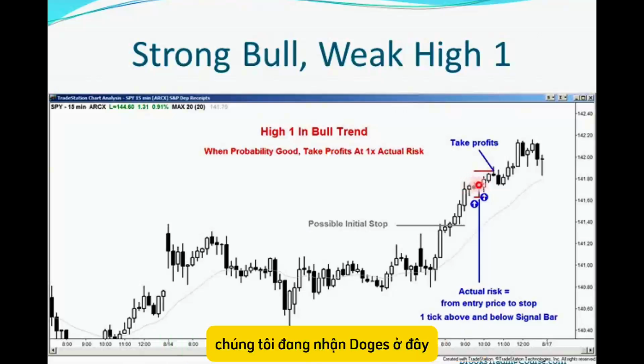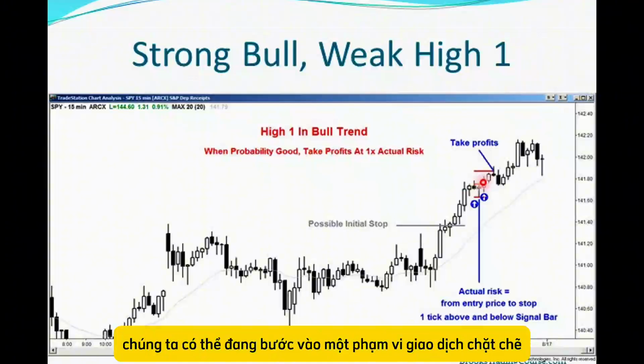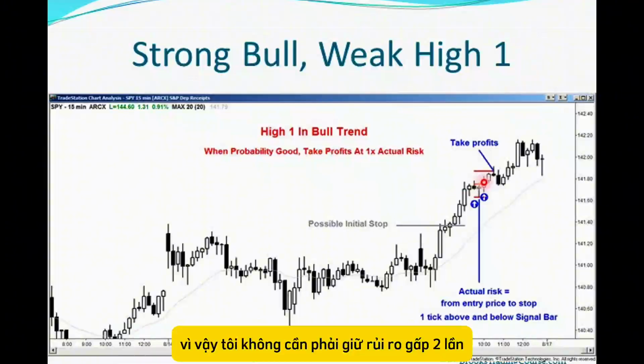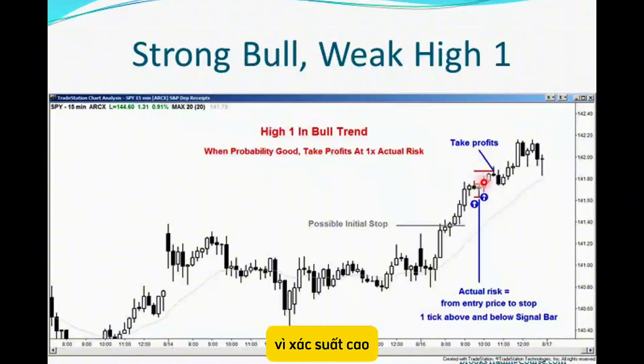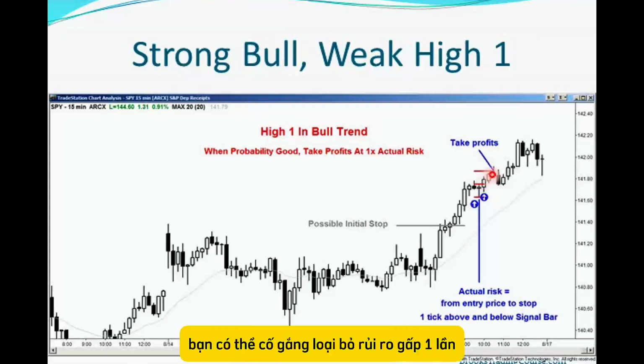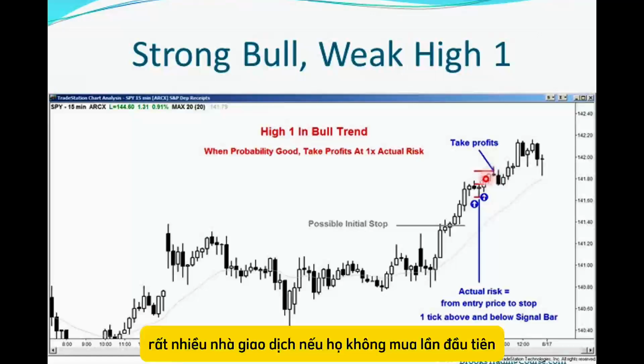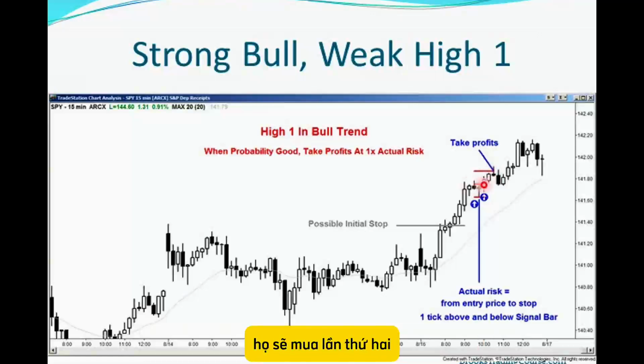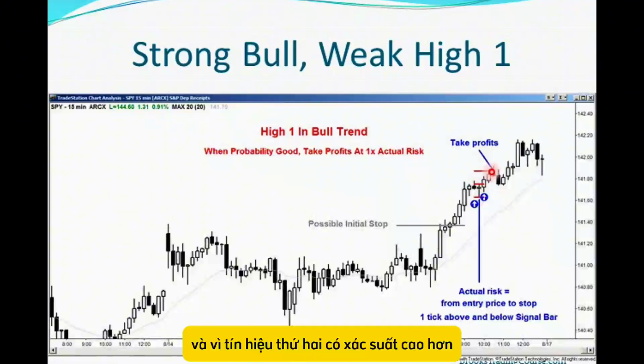We're getting dojis here. We might be entering a tight trading range. So I don't need to hold for 2 times risk since the probability is high. So at that point, you could try to scalp out for 1 times the risk and take profits right here. A lot of traders, if they did not buy the first time, would have bought the second time because it's a high 2. Many traders who bought the high 1, if they see a second signal, they'll buy more. And since the second signal is higher probability, they could exit for a scalp at 1 point.